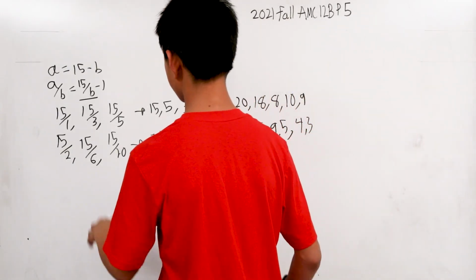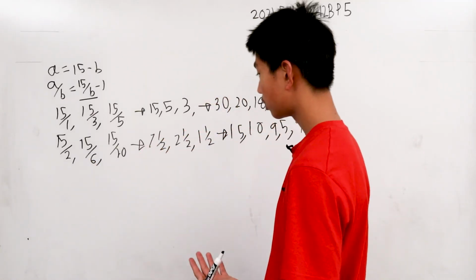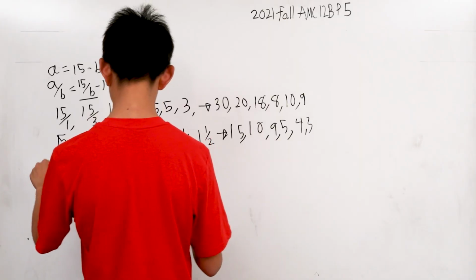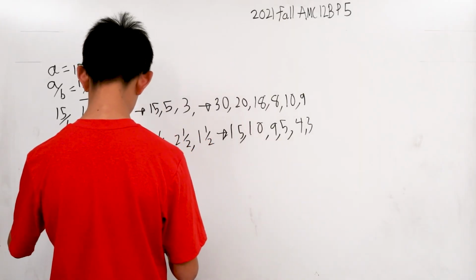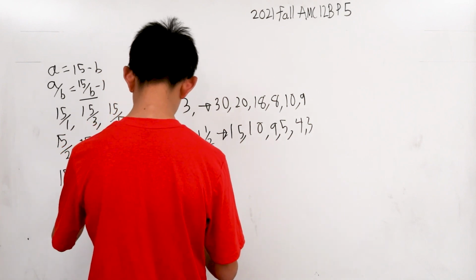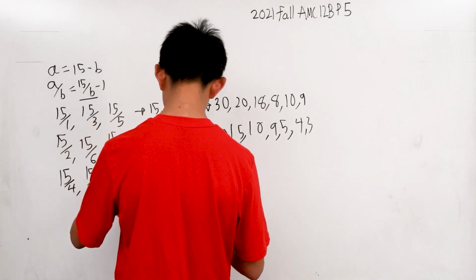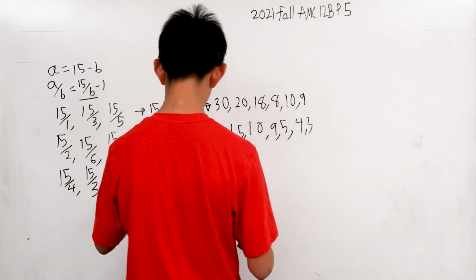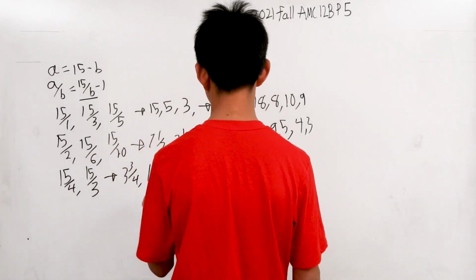Now, we can then split this in half again, the denominators, into quarters, where we only have 15 divided by 4 and 15 divided by 3. This yields 3 3/4 and 1 1/4. So the only number is these two summed, so 5.